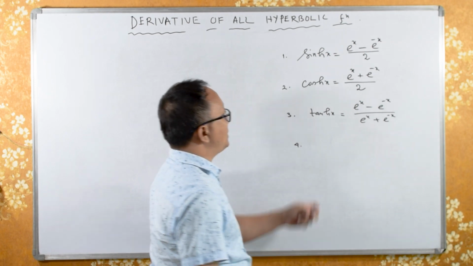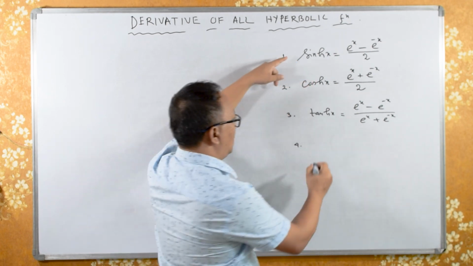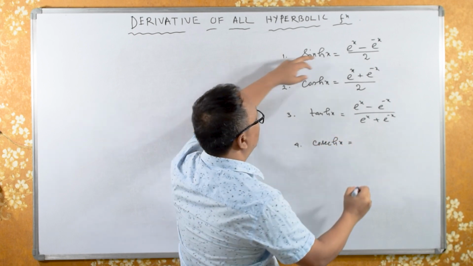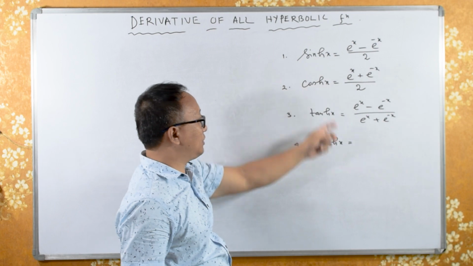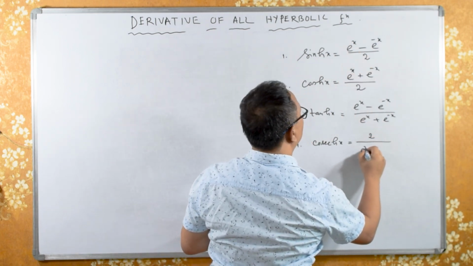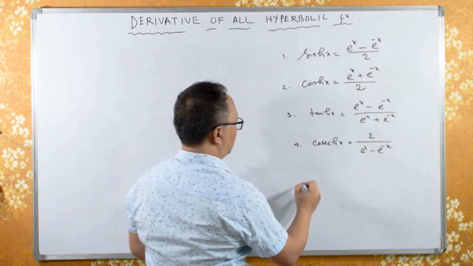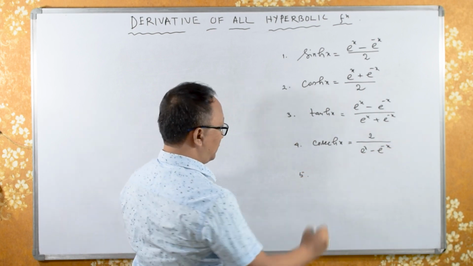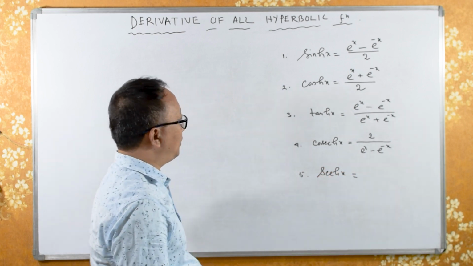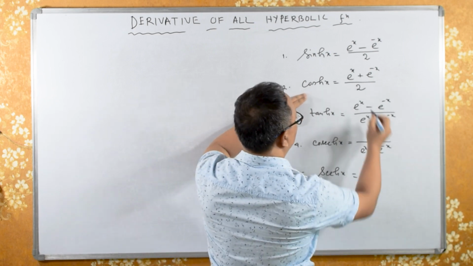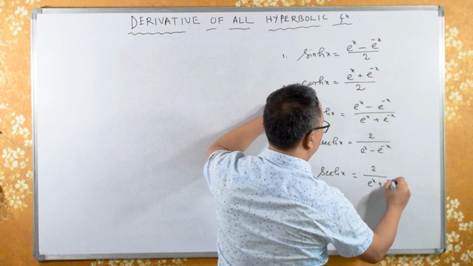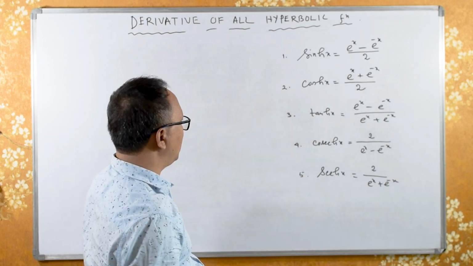If you have to find cosech x, here cosech of hyperbolic x is just the reverse. 1 by sine is cosec, therefore it will be 2 upon e raised to x minus e raised to minus x. And what about sech x? Sec is the reciprocal of cos, so just reverse it: 2 upon e raised to x plus e raised to minus x. Sine, cos, then cot.